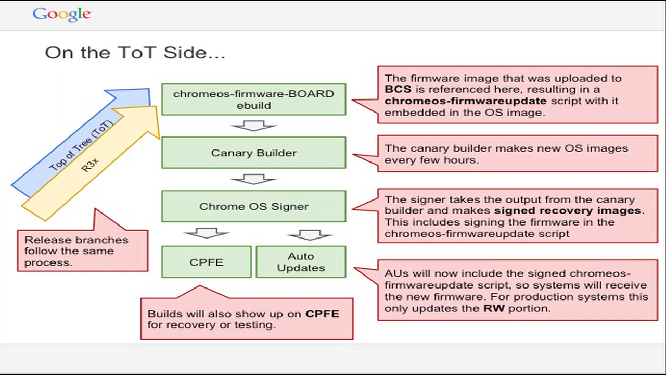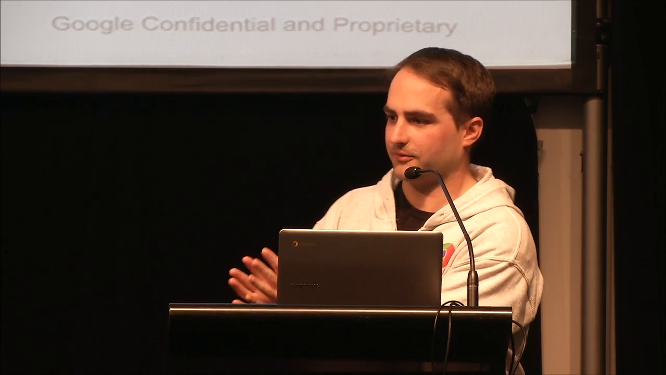I know it's kind of a long process, and it seems complicated when you look at it from the outside, but it really makes sense if we want to have a stable firmware and then get it into an OS image. This is kind of the flow.